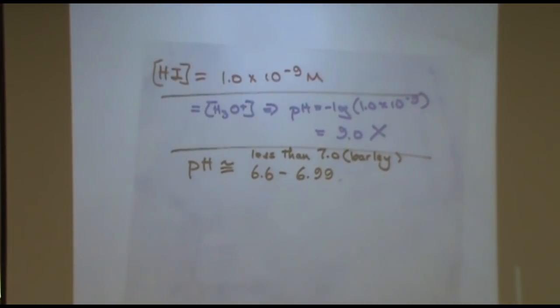So if I was doing a multiple choice, would you do the math? No, that's crazy. Just pick the answer that's less than 7 in that range. If it was a base, you would pick the number that's just barely above 7 in a multiple choice. No math necessary. Okay, any questions about this?